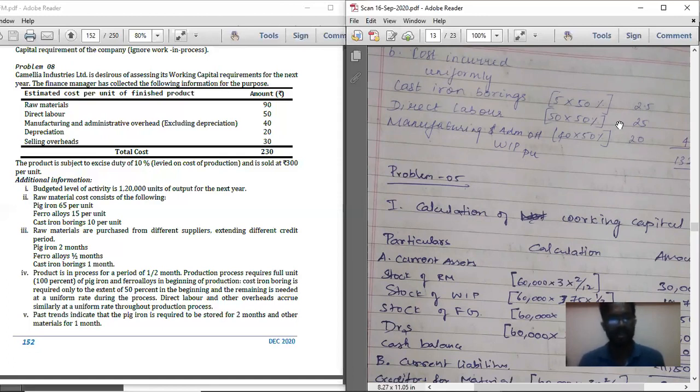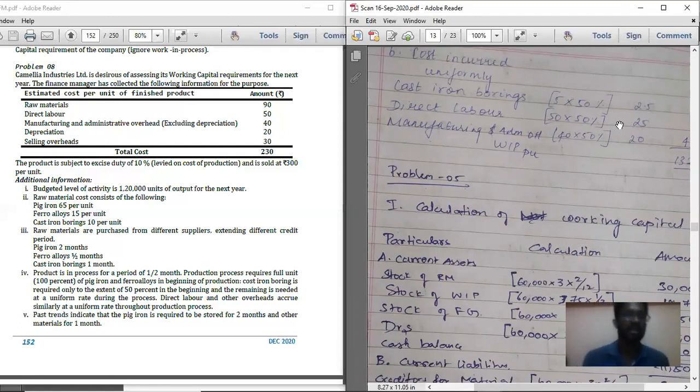How much is the direct labor? They have given 50 rupees. So next to the direct labor, open a bracket, 50 rupees into 50%, and close the bracket. How much is 50 into 50%? That is 25 rupees. Inner amount column 25 rupees.